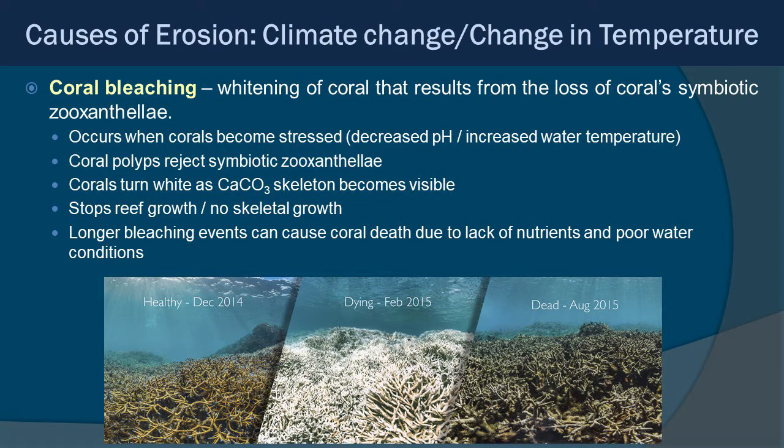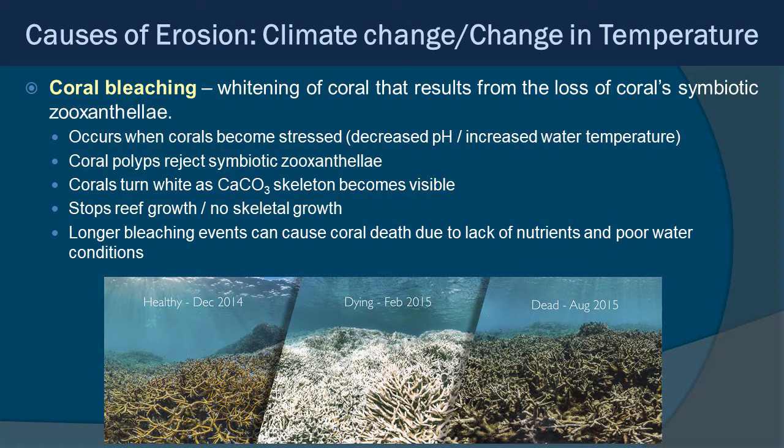This brings us to the concept of coral bleaching, which is the whitening of coral that results from the loss of the coral's symbiotic zooxanthellae. Of course, we are dealing with reef-building corals here. This occurs when corals become stressed, which can occur due to decreased pH. It can also be due to increased water temperatures. Coral polyps reject symbiotic zooxanthellae when they get stressed, and then the corals turn white.